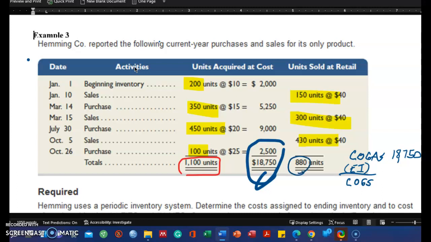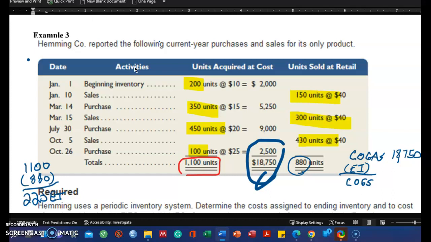We need to think about what ending inventory will be. Well, they give us the sales were 880. Units available to sell were 1,100 all throughout the period, and throughout the period they sold 880. Well, 1,100 minus 880 gives you the number of units in ending inventory, and we need that number, 220, to calculate what will be in inventory.